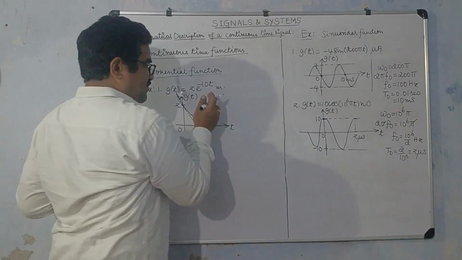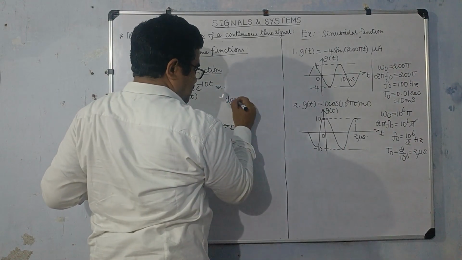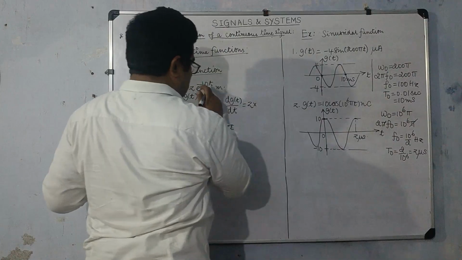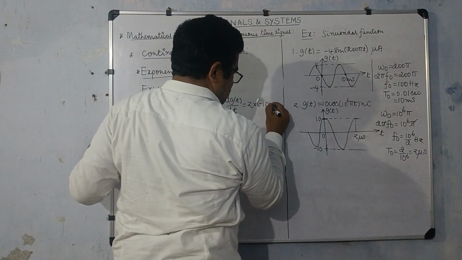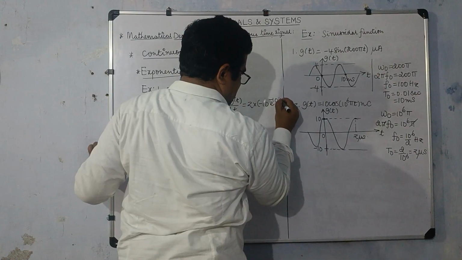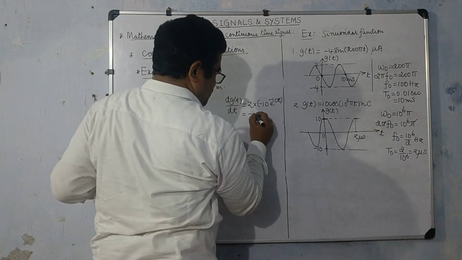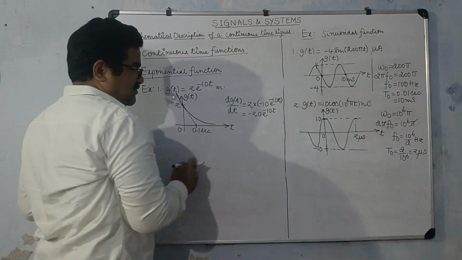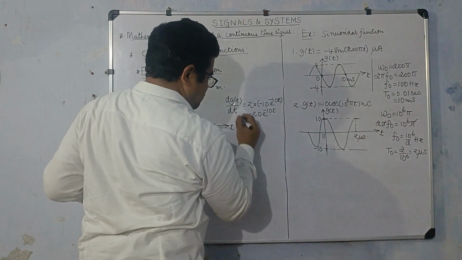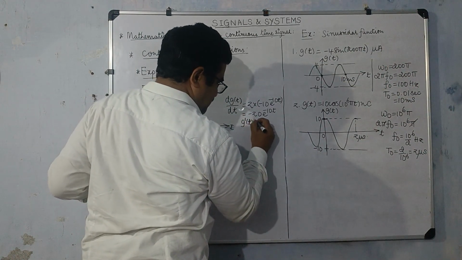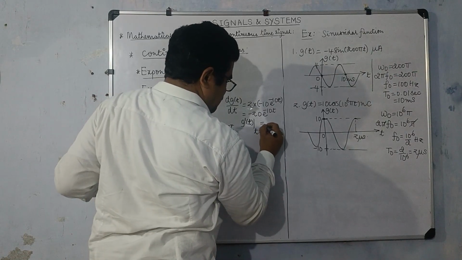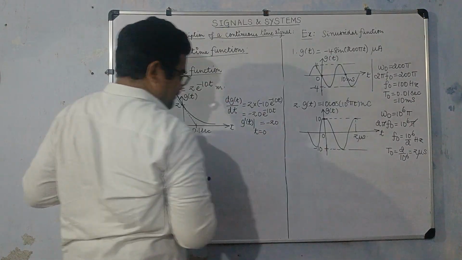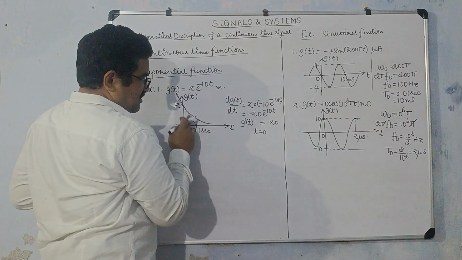You should know it's a slope. How do you find the slope? By taking its derivative. dg of t by dt is equal to 2 into, what is the derivative of e power minus 10t? 10 into e power minus 10t, so it is equal to minus 20 e power minus 10t. I am drawing a tangent at t equal to 0. So g dash of t at t equal to 0 is minus 20 into e power minus 0, which is equal to minus 20. So what is the slope? Minus 20.